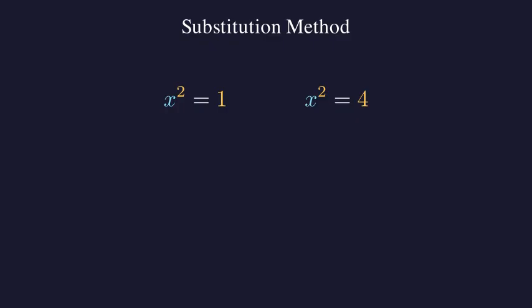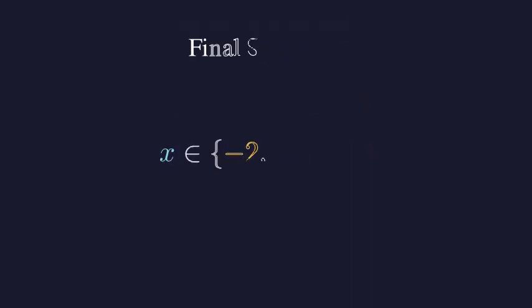To isolate x, we take the square root of both sides for each equation. This is a critical moment where many students make a mistake. When you introduce a square root to solve for a variable, you must include both the positive and negative roots. For x squared equals 1, the solutions are x equals 1 and x equals negative 1. For x squared equals 4, the solutions are x equals 2 and x equals negative 2. Therefore, we have found 4 distinct real solutions.